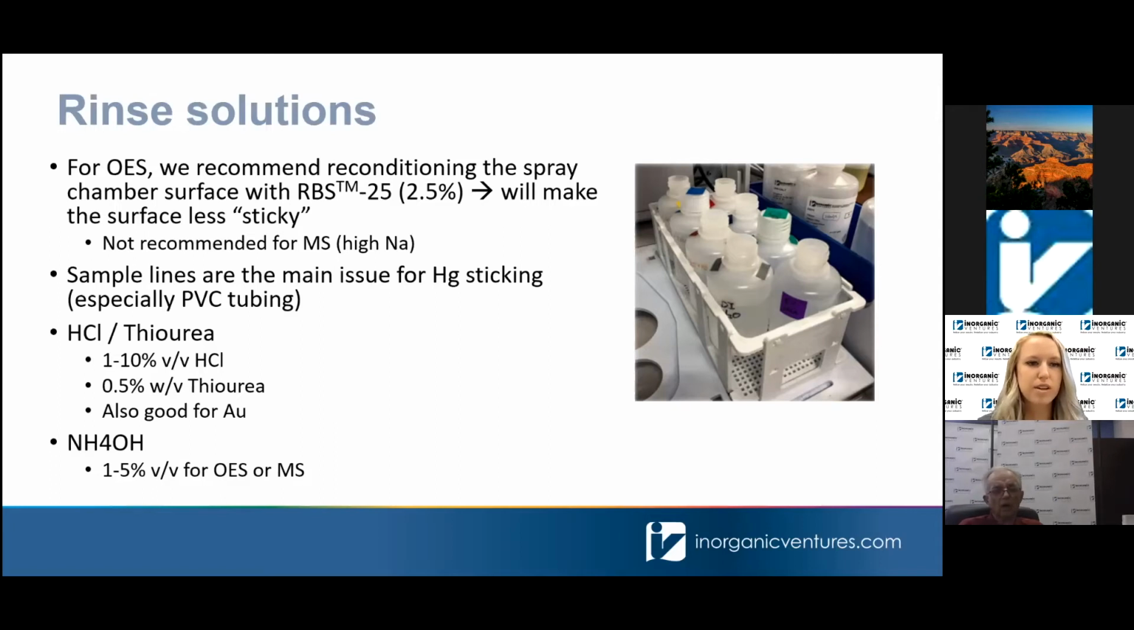So for your general rinse solution, we recommend using hydrochloric acid and thiourea. So 1 to 10% hydrochloric and 0.5% thiourea to get that mercury out of your system. And this is also going to be really good if you are stabilizing with gold, because this rinse solution works really well for purging the gold from the instrument as well. There's also a basic rinse type that we recommend, and that's the ammonium hydroxide at 1 to 5%. And that's going to be for both OES or mass spec.